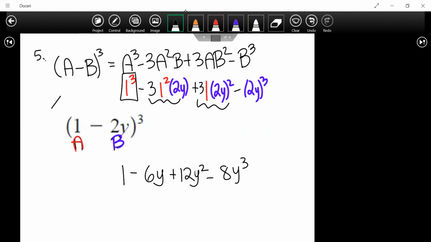What you got? You can definitely rearrange these to put these in ascending order. So negative 8y cubed plus 12y squared minus 6y plus 1. You definitely want to put that. If you gave me this on a test, I wouldn't cry very much. So this is definitely from the product property on number 5.